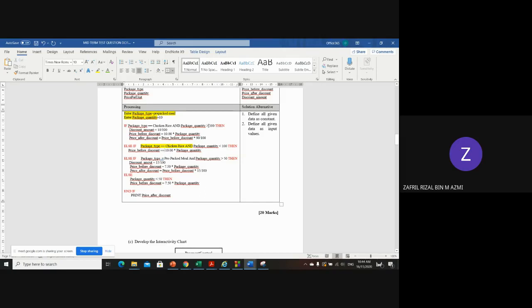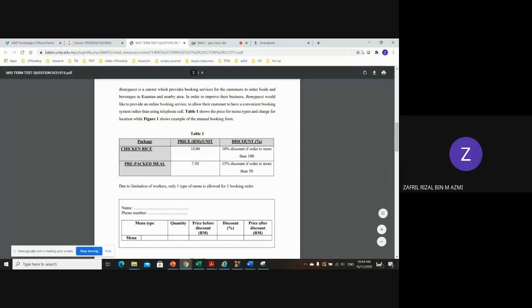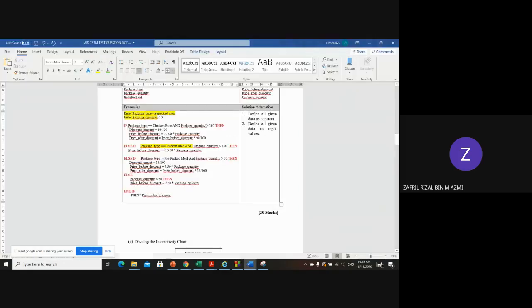Okay, this is over 100. Is it including 100 class? Is it including, is it more than 100? More than 100. 100 is not included. Right? So this one is correct. This one should be less than or equal to 100.